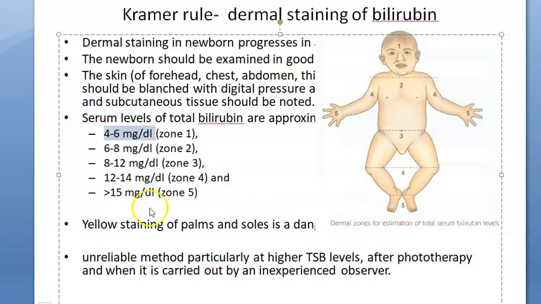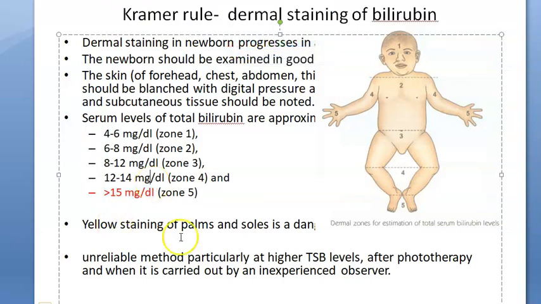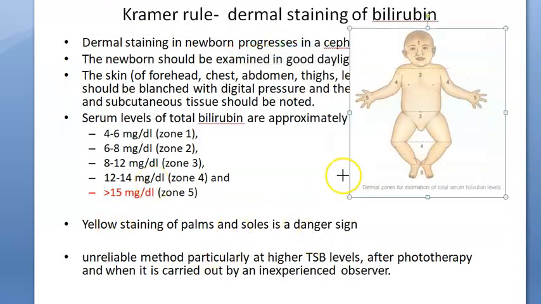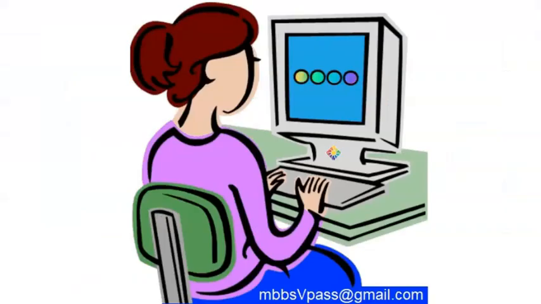And if it is 5, it is very, very high. It is actually greater than 15. They are not saying 15, it is greater than 15. So, the one thing you can understand is if there is yellow staining of palms and soles, it's a danger sign. Palms and soles means zone 5, isn't it? So, how many zones are there, people? Kramer's rule. 5 zones are there.